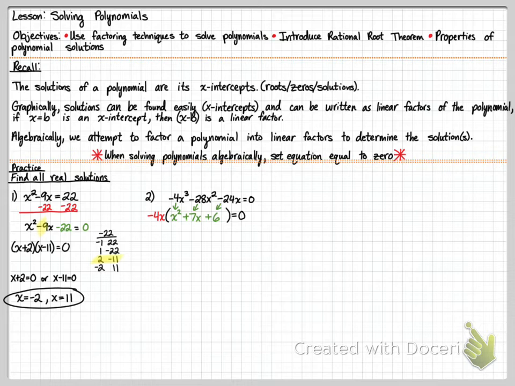So if we divide the first term by negative 4x, we get a positive 1x squared, and so on and so forth. Negative 28 divided by negative 4 is a positive 7. X squared divided by x. Remember, we just subtract. So 2 minus 1 is 1.